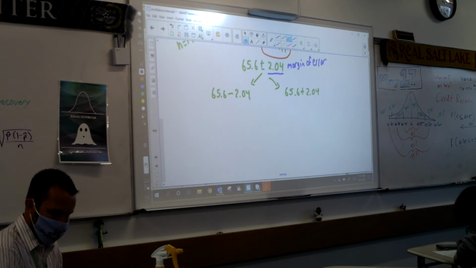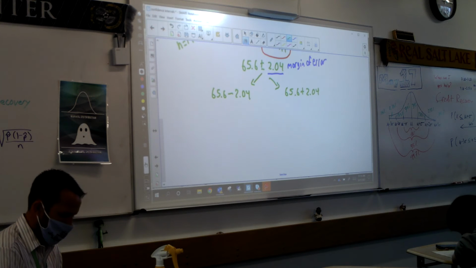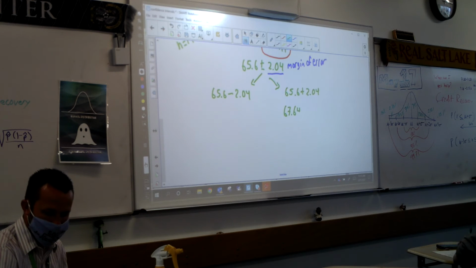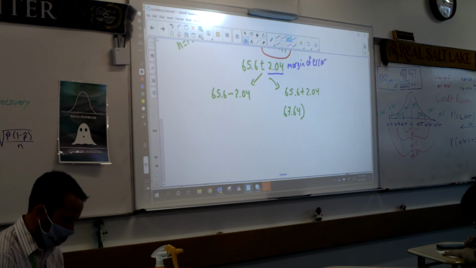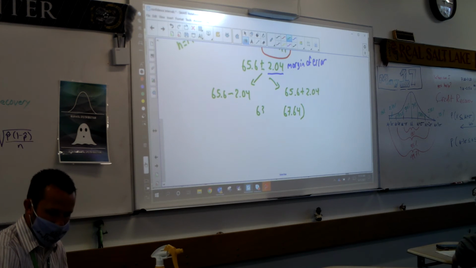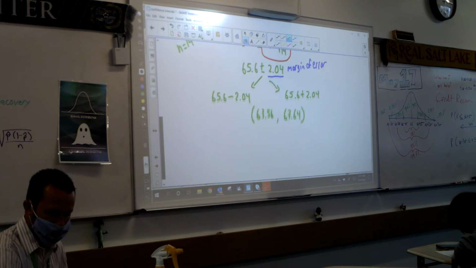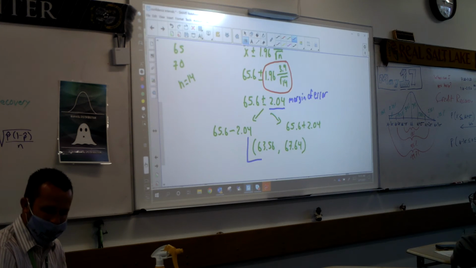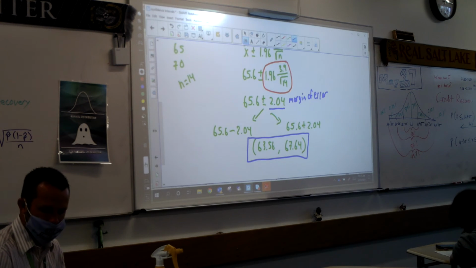If I add those together, I get 67.64 is the highest it could be. And if I subtract it, I get 63.56 is the lowest. And this is my confidence interval.